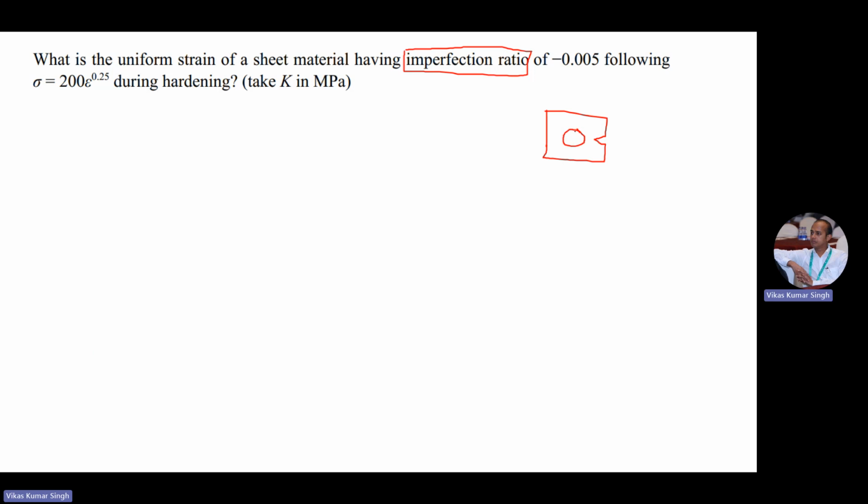So what will happen here? The stress will not be homogeneous in the material. At this cross section the stress will be different, and at this cross section the stress will be different. So how do we represent this imperfection ratio? The imperfection ratio f is defined by sigma 1 divided by sigma 2, where one is in the homogeneous direction and the other is in the perturbed direction. This value is given here as 0.005.